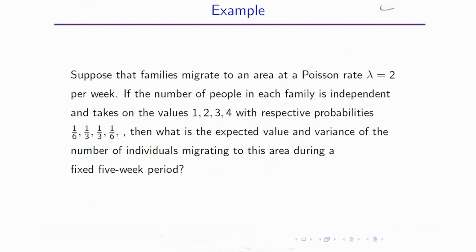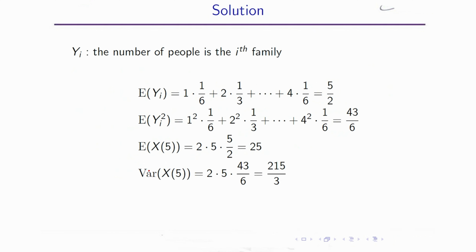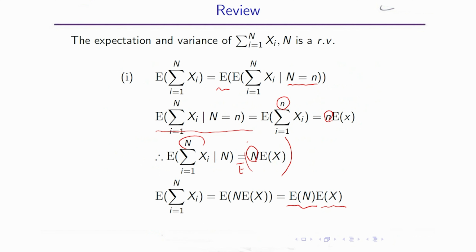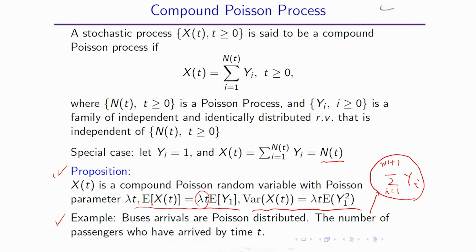Example: suppose that families migrate to an area at the Poisson rate lambda equal to 2 per week. And if the number of people in each family is independent and takes on the values 1, 2, 3, 4 with respective probabilities 1/6, 1/3, 1/3, 1/6, then what is the expected value and the variance of the number of individuals migrating to the area during a fixed 5-week period? So we are looking at a 5-week period. Basically, we just use this proposition here. The expectation of X_t is equal to lambda t.